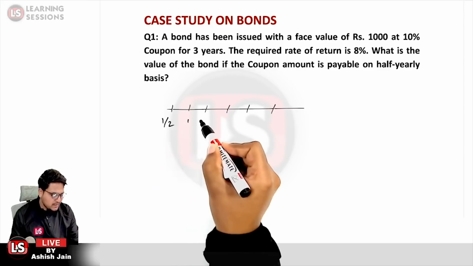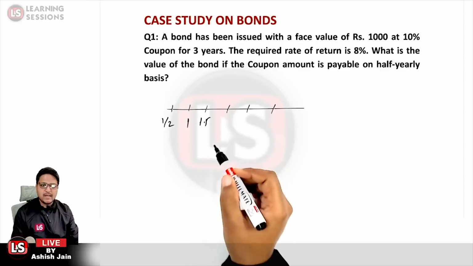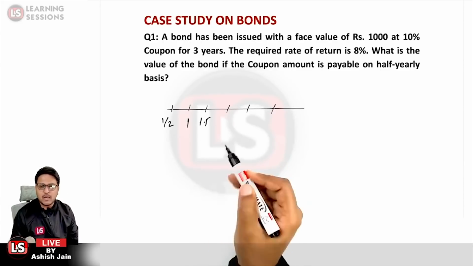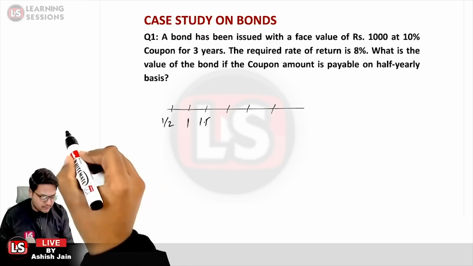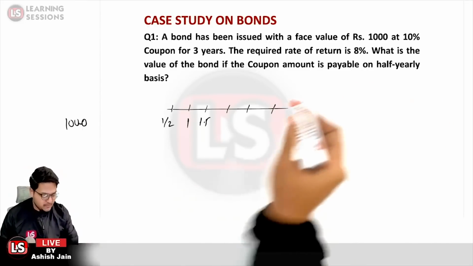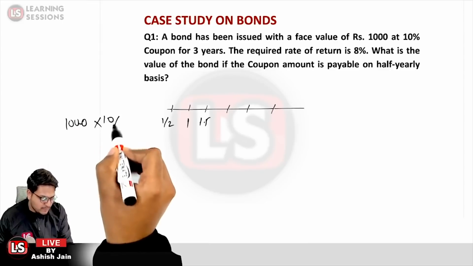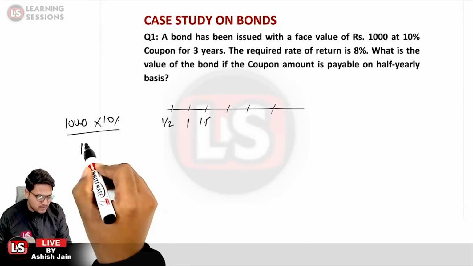Each half year you will be paid an amount, that would be the coupon amount that will be paid to you. Just keep in mind that the coupon amount is paid on the face value. So in the question, the face value is given to be 1000 and the coupon is given to be 10%. So whatever coupon amount will be paid, it will be rupees 100.